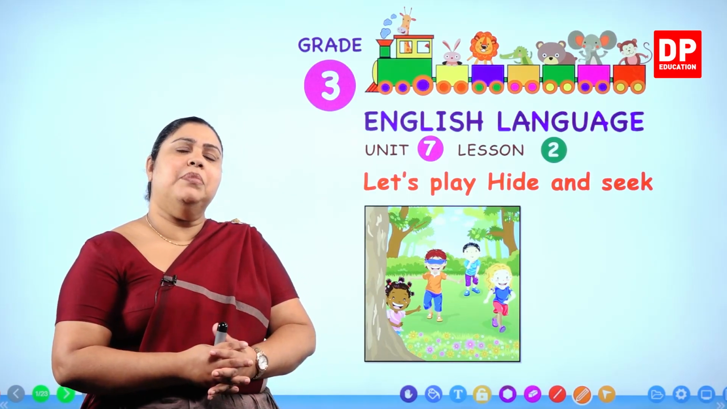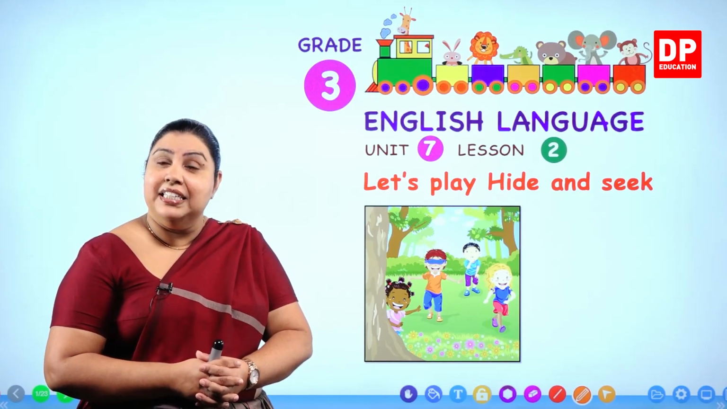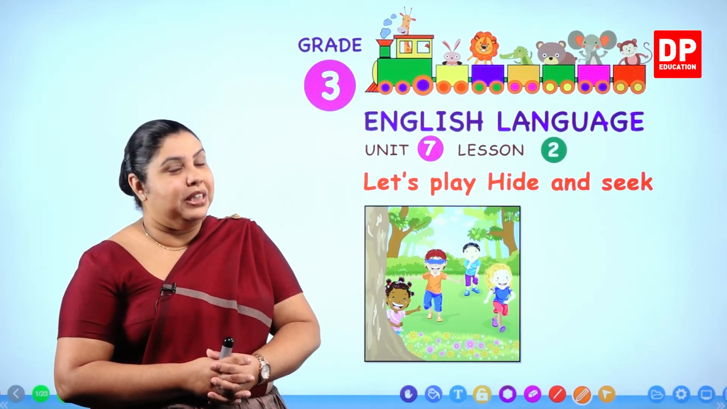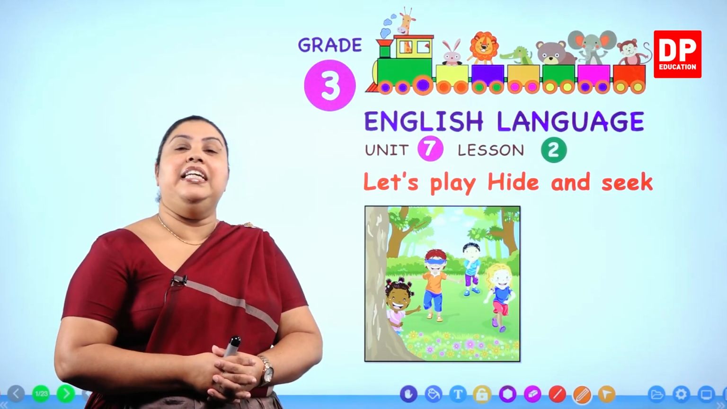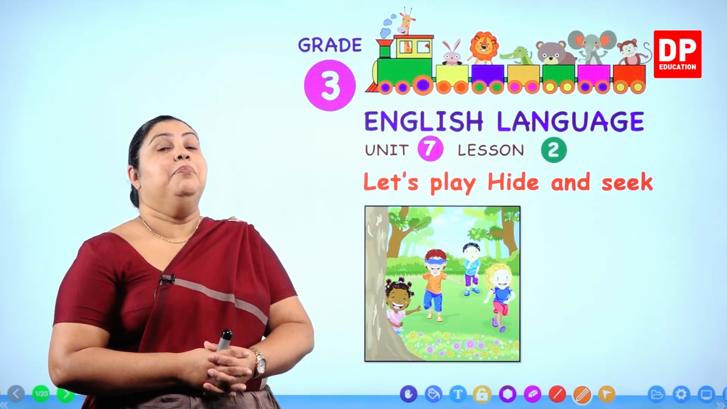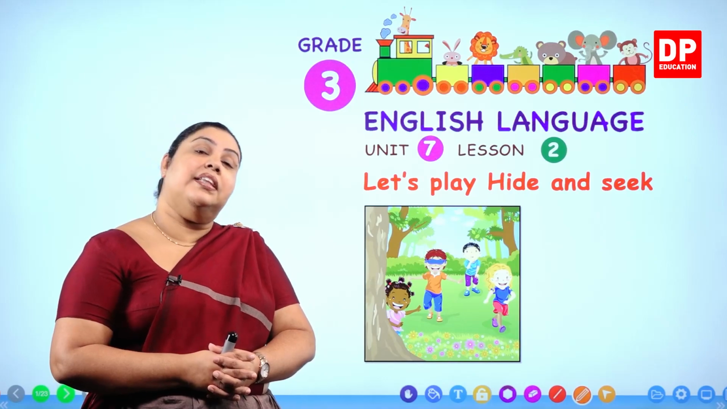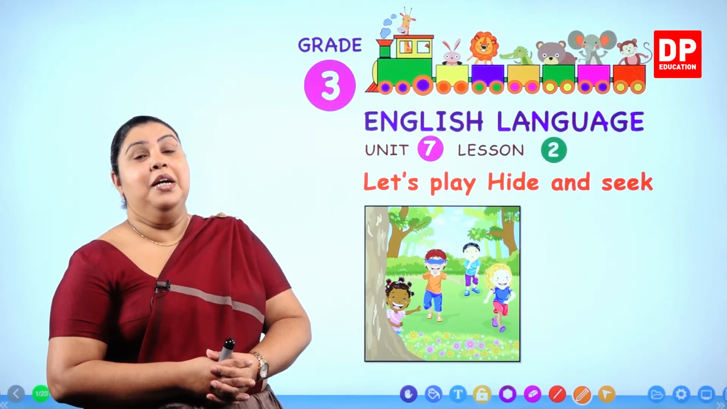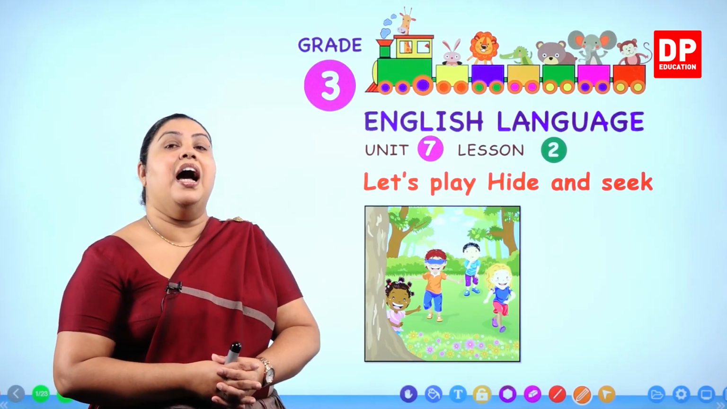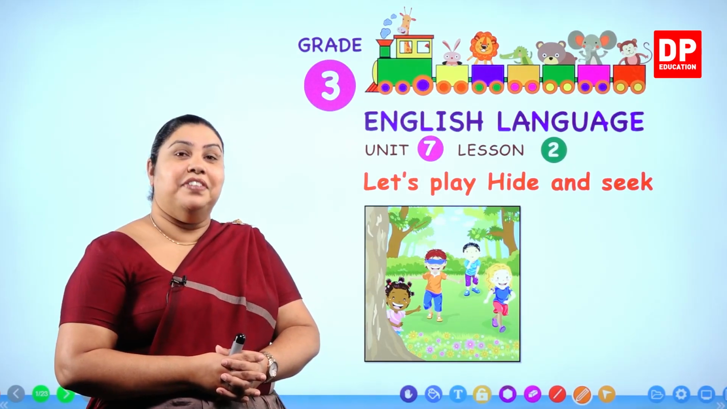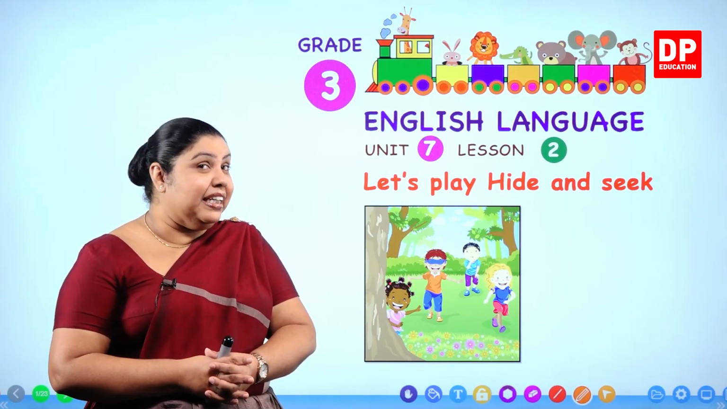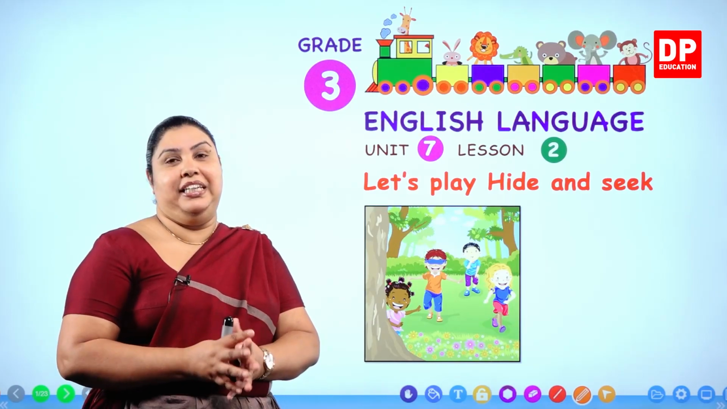What is our unit number 7? Playing is fun. The name of our unit number 7 is Playing is fun. The first lesson was We are active kids and we have completed that.